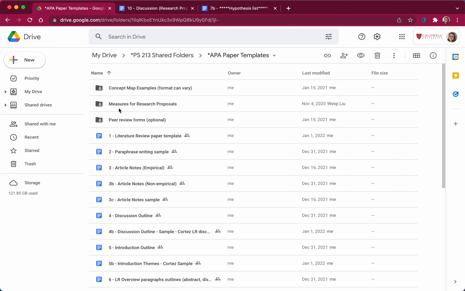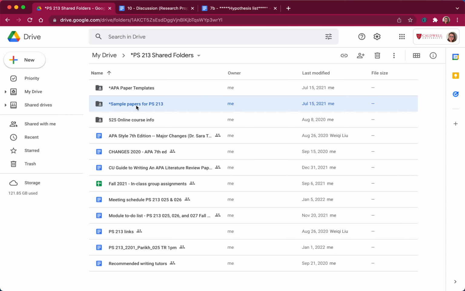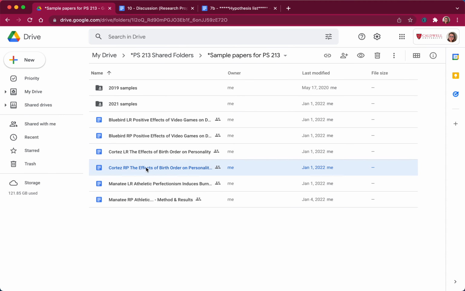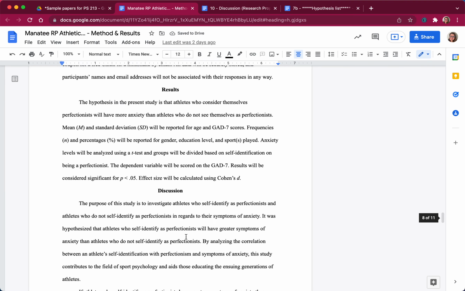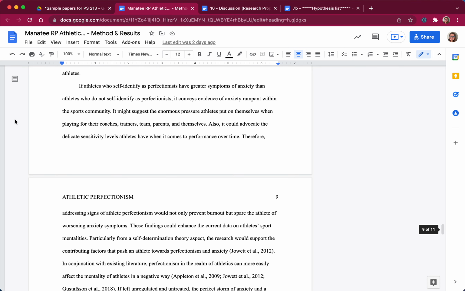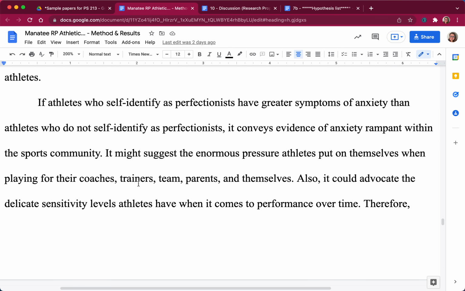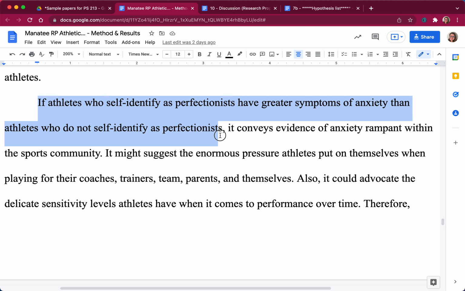Let's pull up a sample. So I'm going to come back here. Sample papers. Because in some ways I think it's easier to just show you here within the context. So you want to say, what could it mean if your hypothesis is supported? So in this case, if athletes who self-identify as perfectionists have greater symptoms of anxiety than athletes who do not self-identify as perfectionists, it conveys evidence of anxiety.